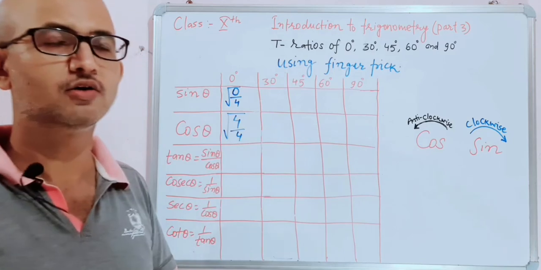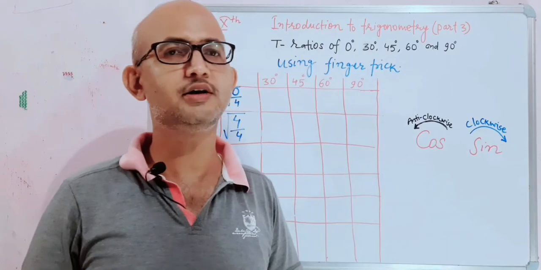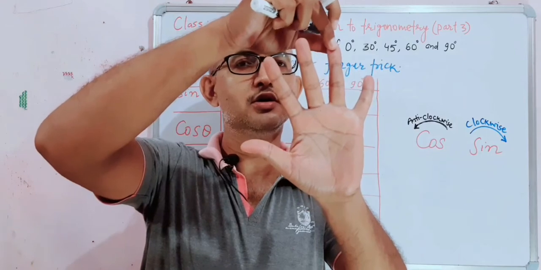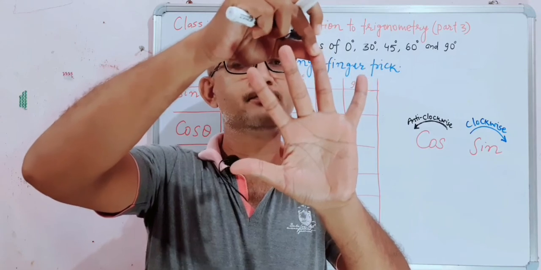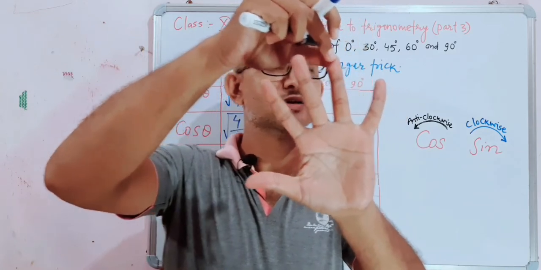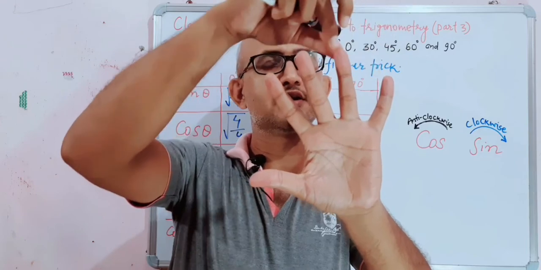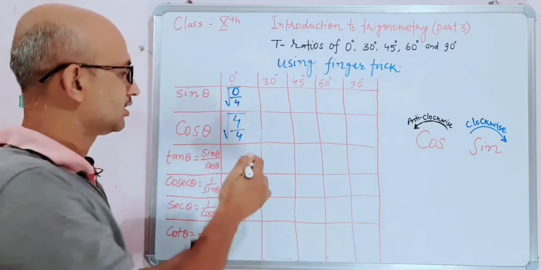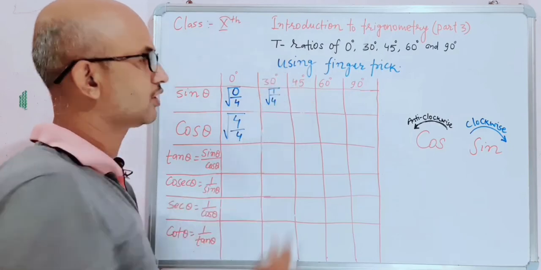Now we will find value of sine and cos of 30 degree. To find value of sine and cos of 30 degree, hold the finger marked as 30 degree. Now move in clockwise direction to find value of sine. Since there is only one finger in the clockwise direction of this 30 degree finger, therefore we take here 1 and again divide it by 4 and put a square root over it.